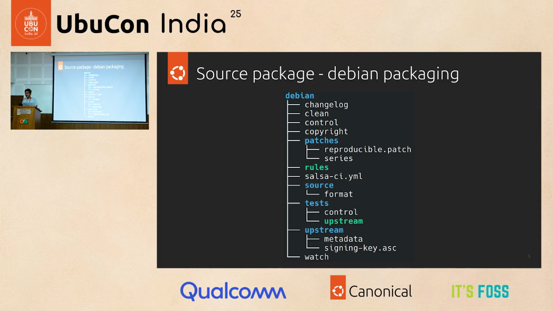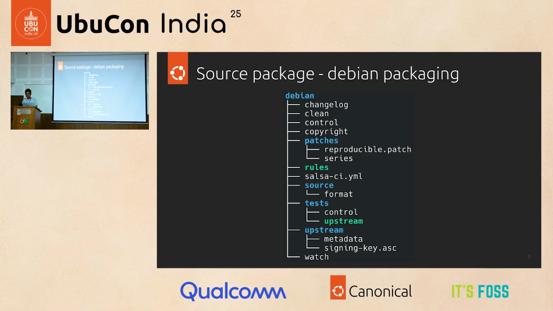There is also the control file, which again is very similar in nature and format to the DSC file, where it describes the source package in terms of its build dependency, and then it defines what binary packages are produced from the source package, runtime dependencies, and so on. The changelog file contains information about what's the current version of the package, what are the changes, who's the packager who uploaded it, and all those things.